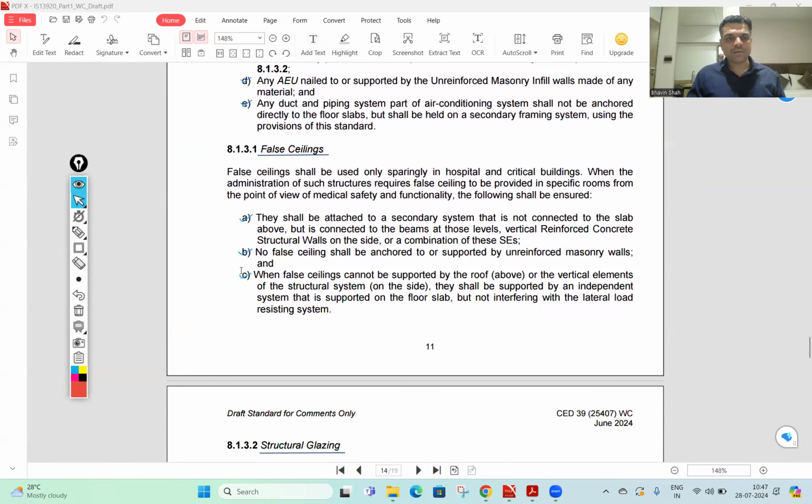The false ceiling shall be used only sparingly in the hospital and critical buildings. And the provisions given here say that, first of all, false ceiling should be avoided as far as possible. But if it is used, then how it should be connected, those clauses are given here.